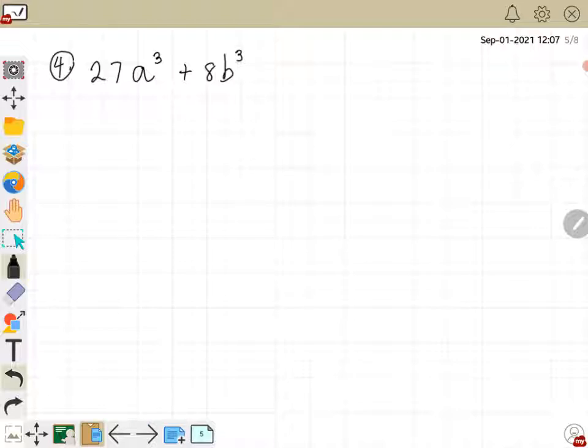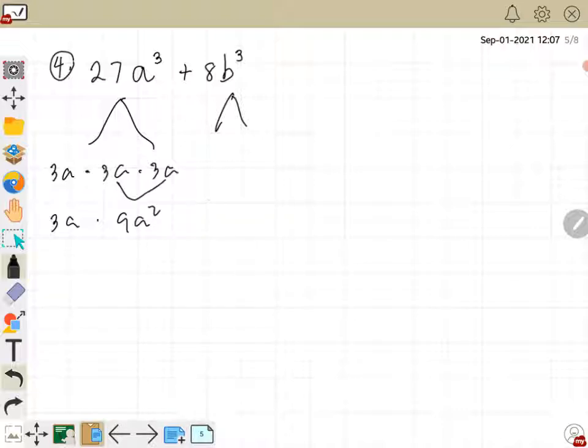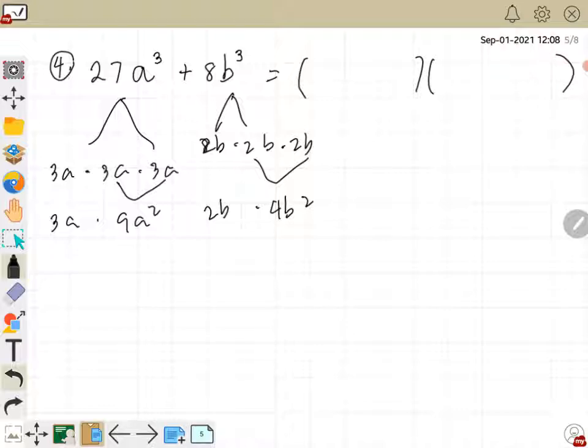Number 4, we have 27. 27 is 3a times 3a times 3a. So that's 3a times 9a squared. 8b is 2b times 2b times 2b, and that is 2b times 4b squared. So simply that's what we're going to use: 3a and 2b, so that's 3a plus 2b.